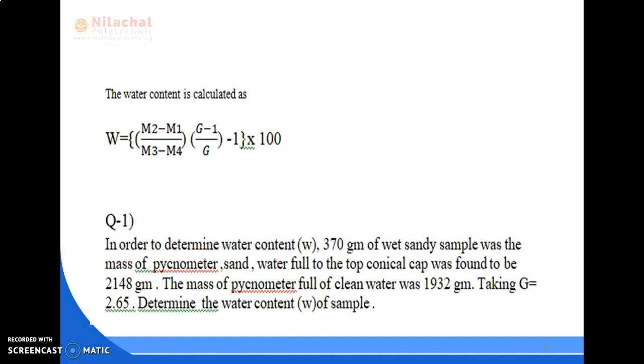So, for this lecture this much. In the next lecture we are going to solve a problem based on this formula.